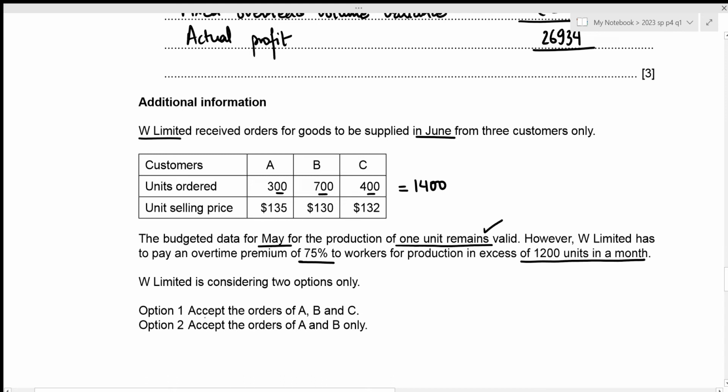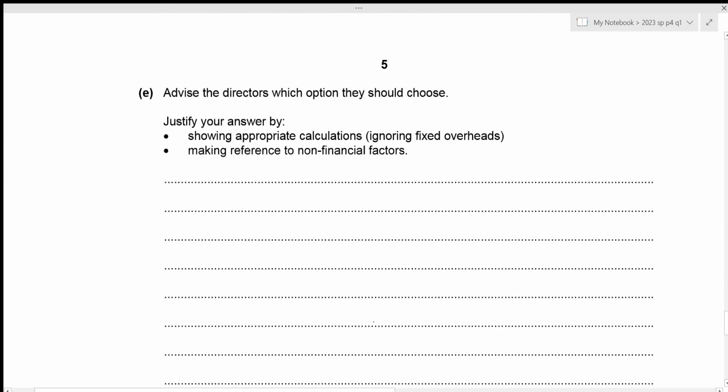The first option is to accept the orders of A, B, and C, whereas the second option is to accept the orders of A and B only. Okay. Now for this question, we need to advise the directors which option they should choose. We need to justify our answers by showing appropriate calculations. We can ignore the fixed overheads, and by making reference to non-financial factors. Okay, let's prepare our calculations first.